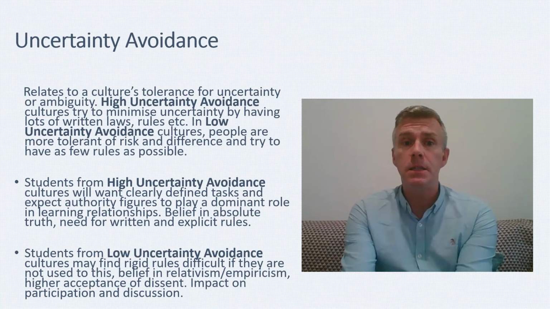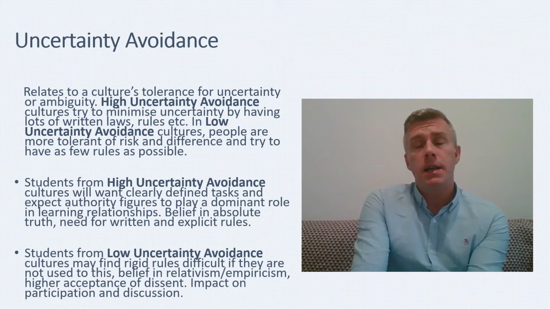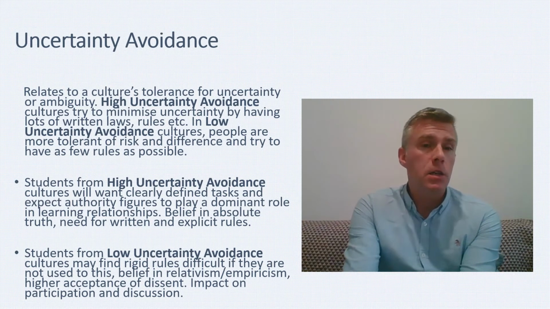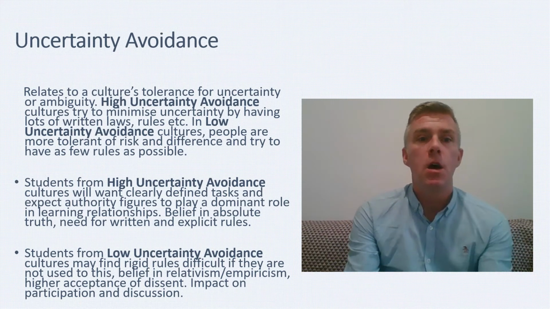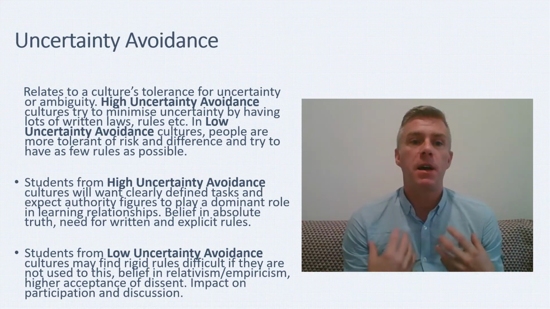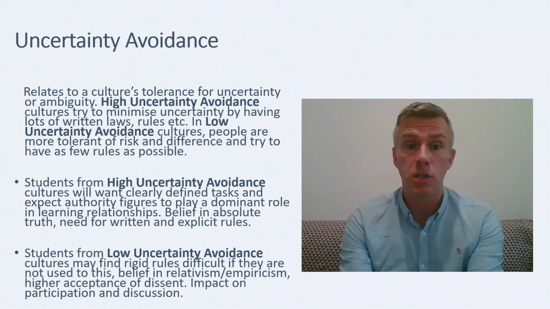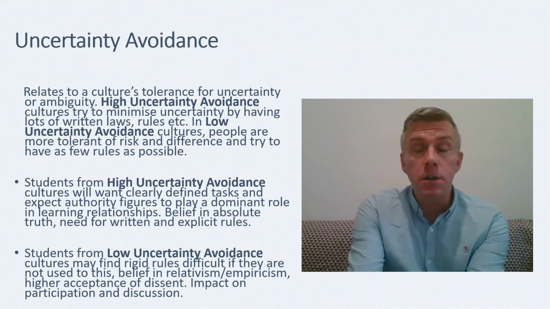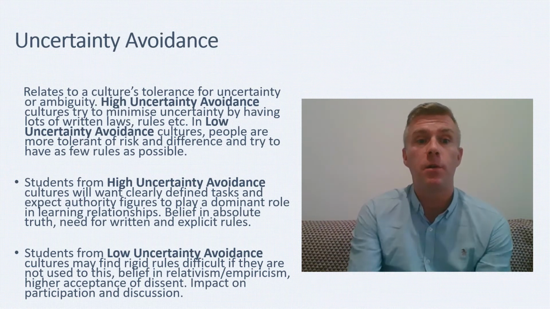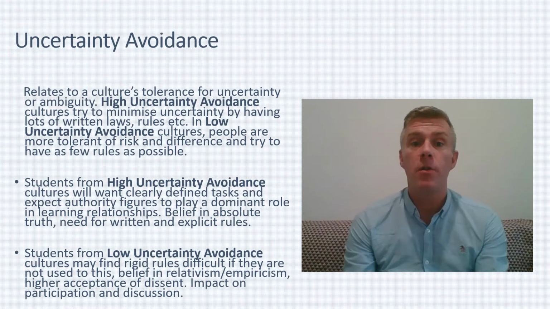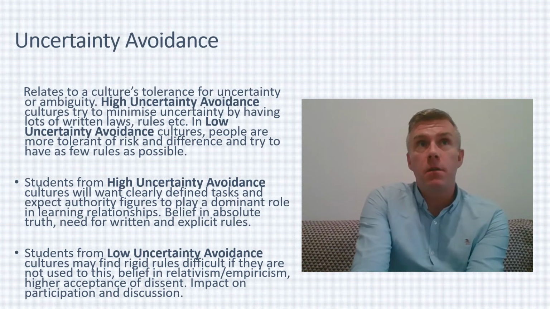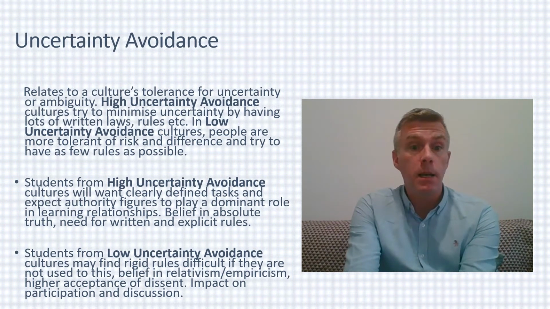Uncertainty avoidance. So this again relates to rules and regulations. Cultures of high uncertainty avoidance will try to minimize uncertainty by having a lot of rules and regulations. In low uncertainty avoidance cultures, people are much more tolerant of taking risks, and difference is maybe more prized. And there are generally a lot fewer rules in place.